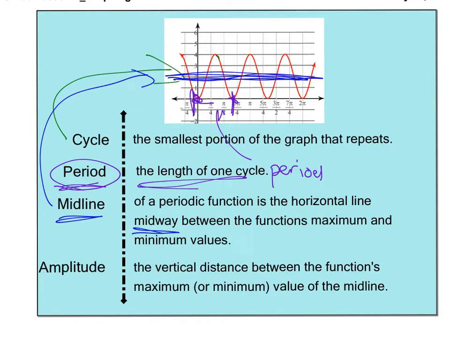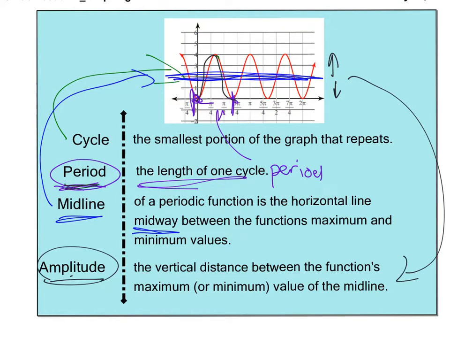Then the last piece, the amplitude. If any of you are musicians, you'll get to know amplitude very well. Amplitude is how much I go up or down off of the midline to either a maximum or a minimum. So cycle is how often I go through, period is how long that takes, midline is my average, where everything centers back to, and amplitude is how high or how small I get. Those are the basic pieces of a periodic function.